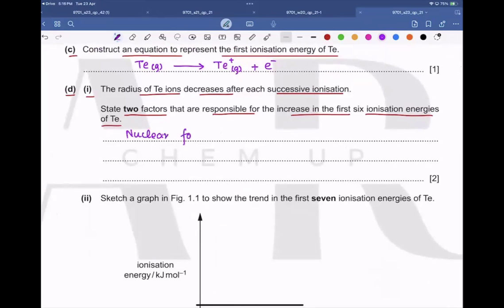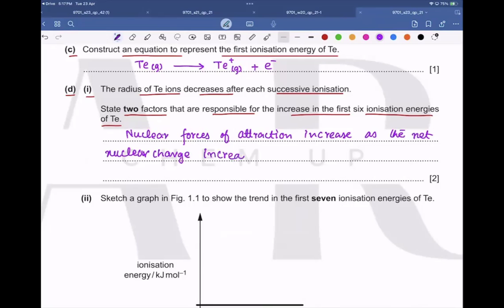So we will write: nuclear forces of attraction increase as the net nuclear charge increased, and the shielding effect decreases due to the subshell change from ionization energy 4 to ionization energy 5.